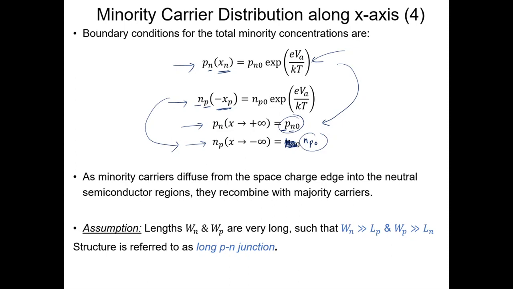Now, as I said, we have assumed that the lengths of these neutral regions are very long, such that the length of the neutral region is much greater than the diffusion length. This is the case of a long PN junction, and we will see later on that if it is a short PN junction, which means if this is not valid, rather than using Lp or Ln, we are going to use Wn and Wp.